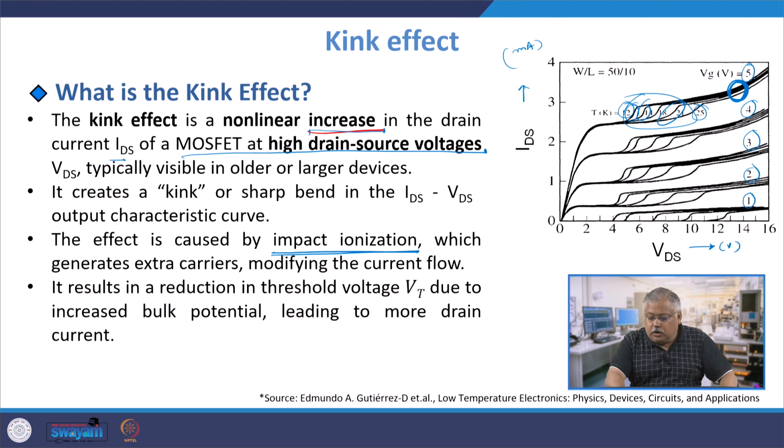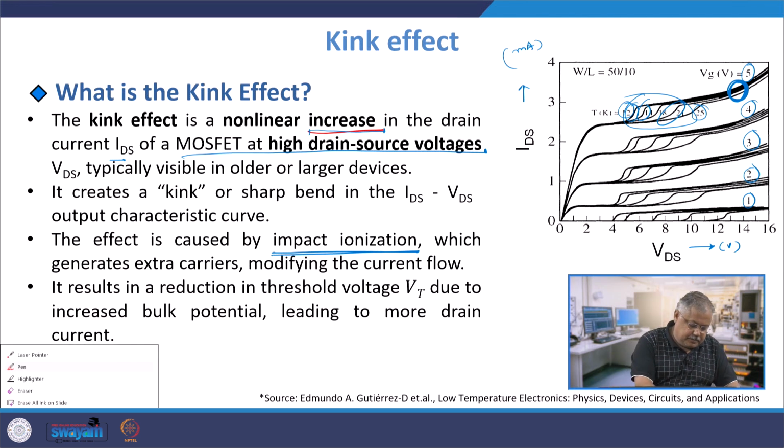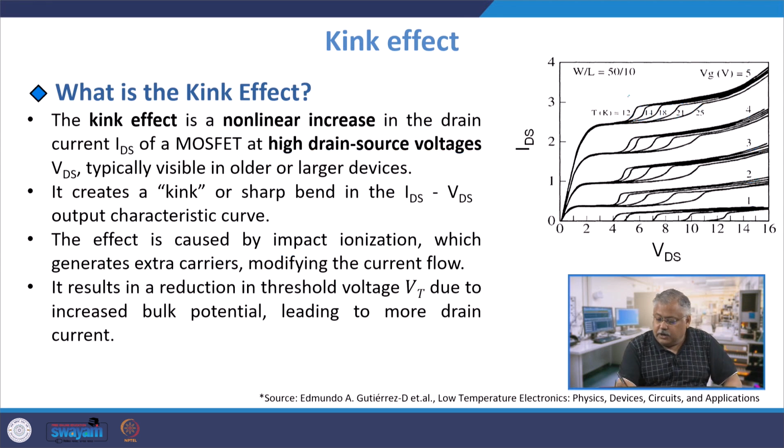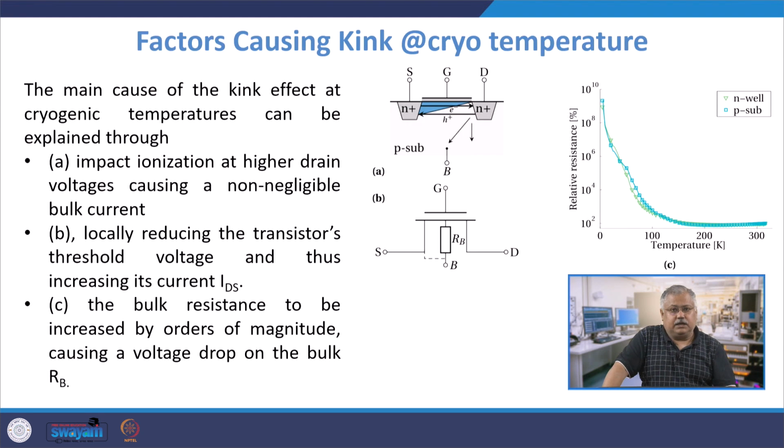When you look at the 12 Kelvin part here, it is still the maximum which you get, even for a fixed value of gate voltage. So, these observations you should keep in mind. At lower temperature, the kink effect has a much larger role to play because the currents are much larger in this case. Now, let us look at the factors which affect the kink effect at cryogenic temperature.